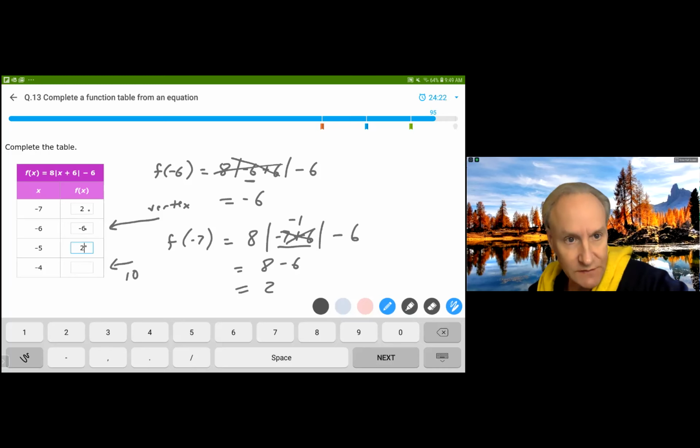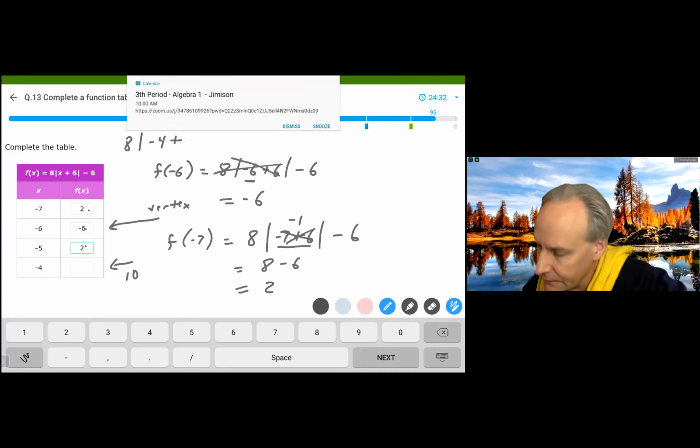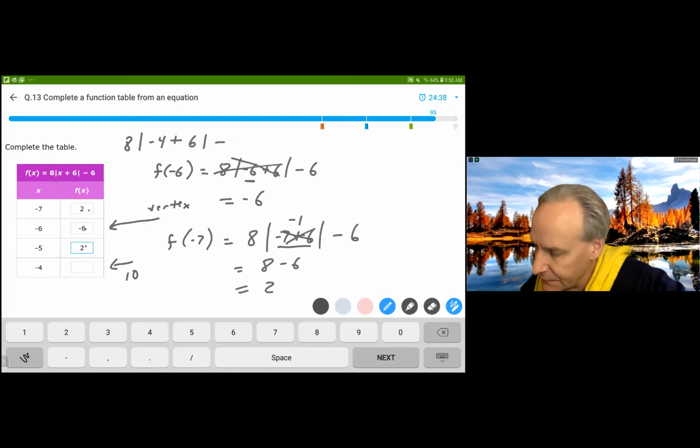So let's see if that's true. Let's put it in. 8 times the absolute value of negative 4 plus 6, minus 6. So this is going to be 2, isn't it? And that's going to be 16 minus 6, which of course is 10.